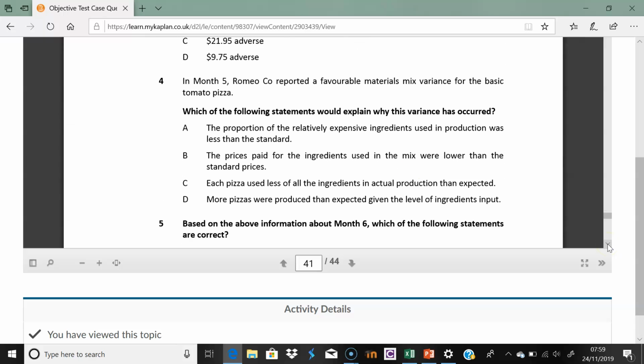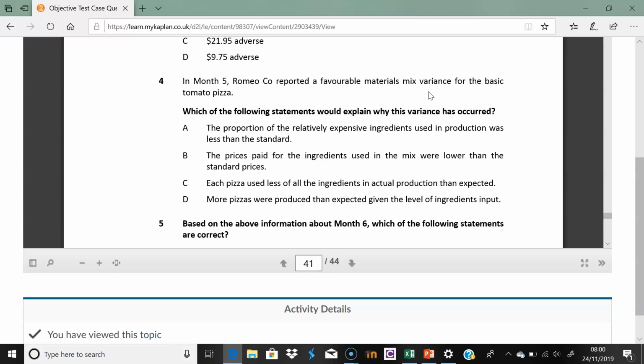And quite fair, actually. It says here that in month 5, they have reported a favorable material mix. The only reason why you'd report a favorable material mix, remember we're thinking about mix, is that you've probably swapped a more expensive component for a cheaper component, which means in the end you've spent less.